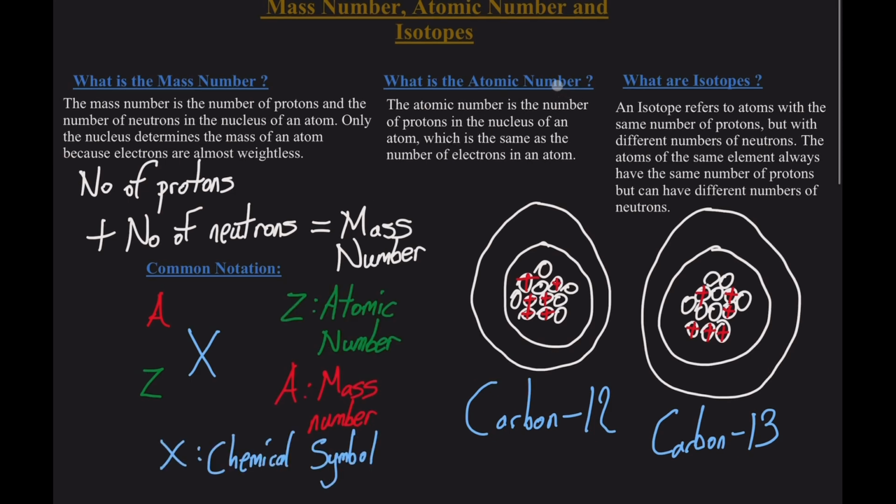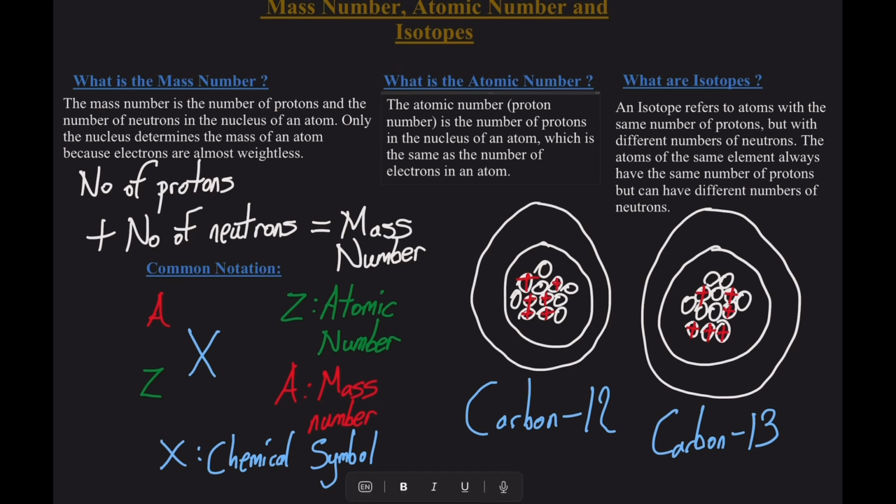And one last thing I forgot to mention is that the atomic number is also known as the proton number. So if you hear the phrase proton number being used instead of the atomic number, just know that it means the exact same thing as the atomic number, which is the number of protons in the nucleus of an atom. Now, the last thing we're going to be looking at is this question here.